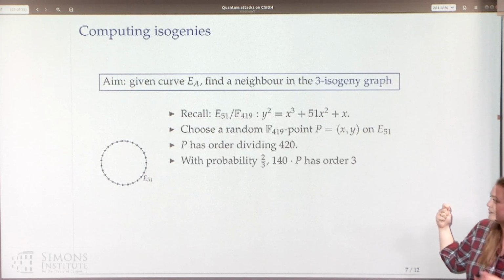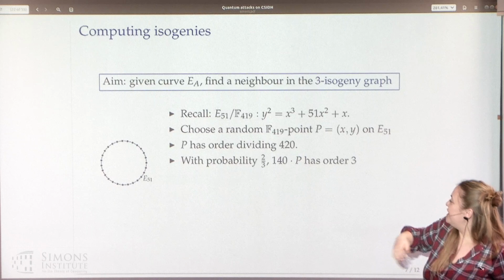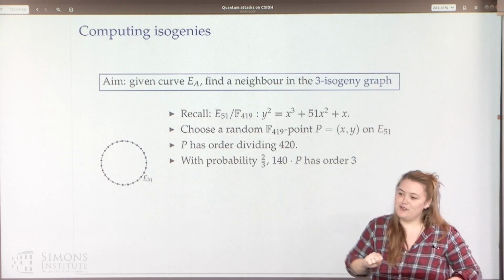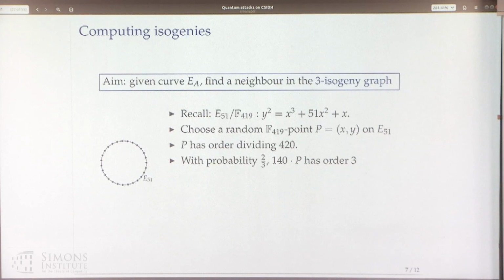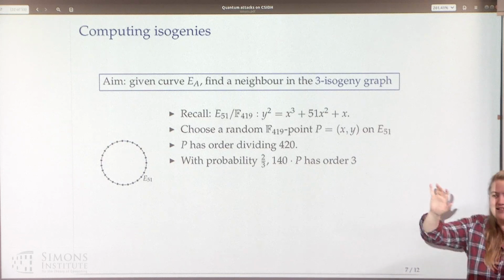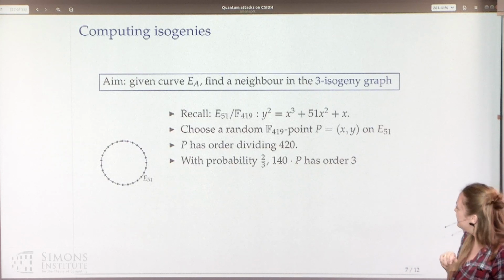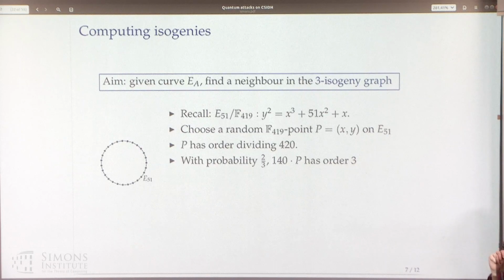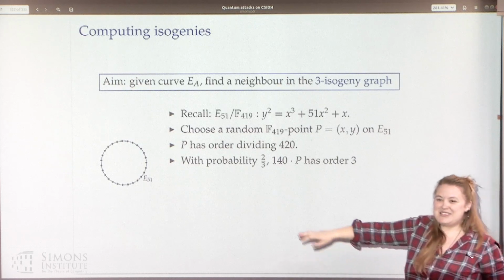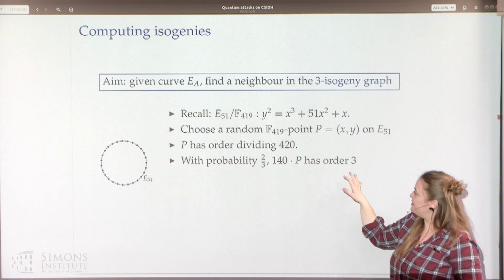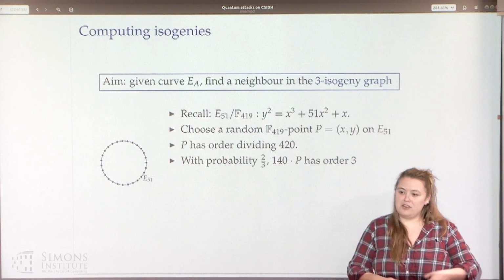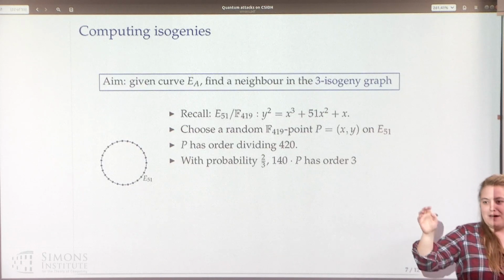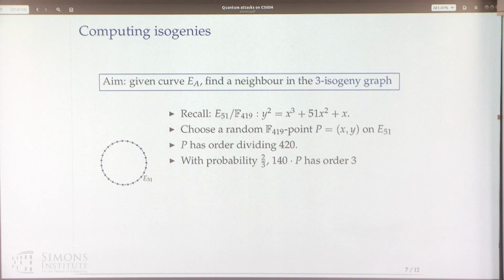So what do we do? We multiply P by 140. 140 is 420 divided by 3. And then with 2/3 probability, that point is going to have order 3. Again, for reasons. I'm not going to go into why. You can think about it if you want. It's not that hard, I guess. Maybe it's hard, I don't know. Anyway, with some probability, 140 times P has order 3, which is then something we can just compute using elliptic curve arithmetic algorithms that we've known about for a very long time. Longer than I was alive, I think.